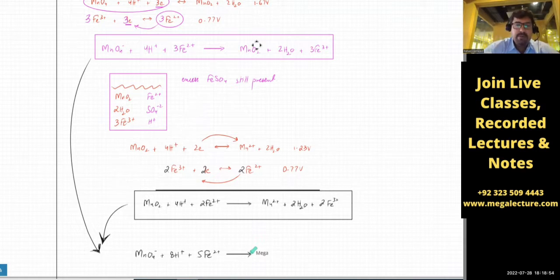The MnO2 gets cancelled out. You got an MnO2 over here, you got an MnO2 on the left side. So the MnO2 will get cancelled out. What's on the right side then? It's Mn2 plus.